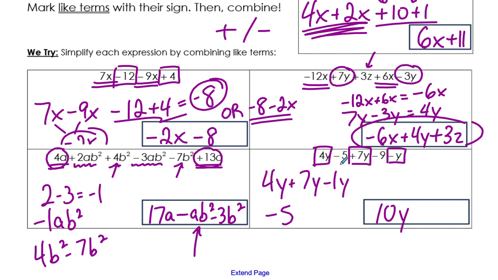And then our other 2 like terms, negative 5 minus 9, that's negative 14, so we write it as minus 14 in our answer. Again, the order does not matter, as long as the sign doesn't change. This is a positive. You don't write a plus sign, but that shows up as addition when you write it at the back end.